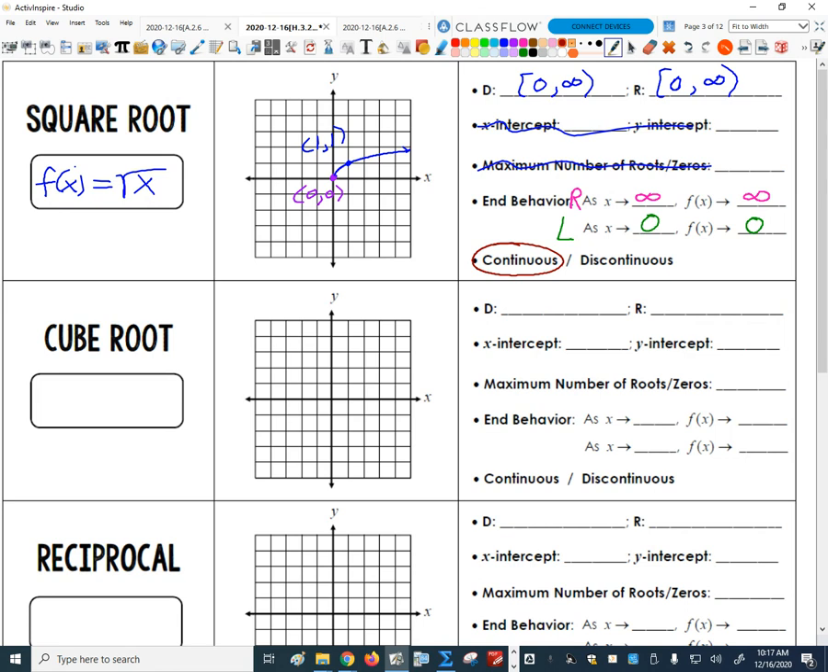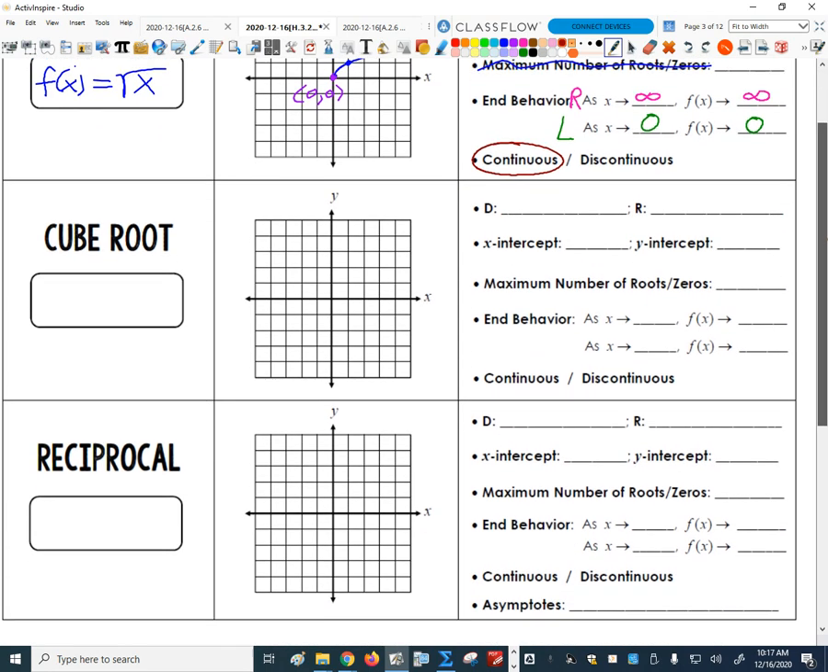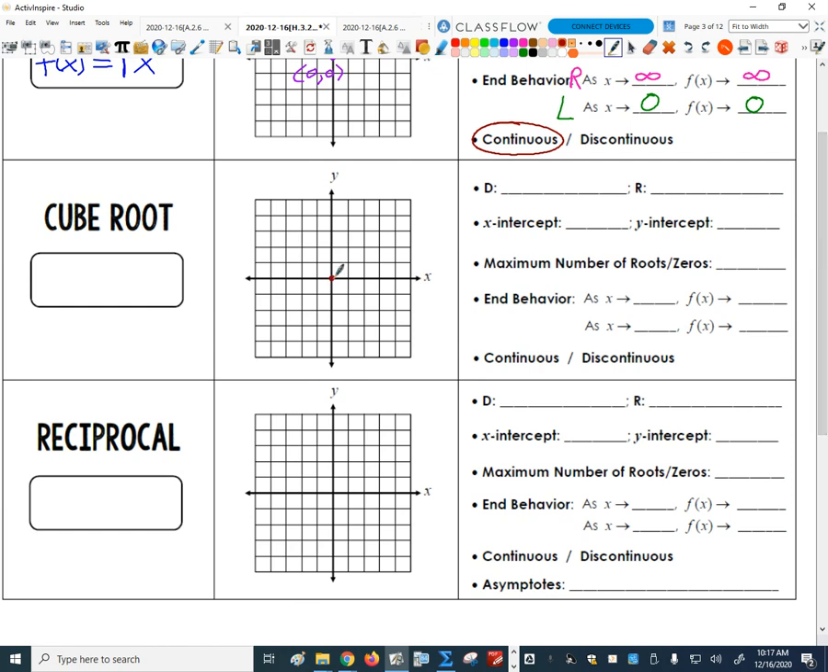Okay, moving on. Cube root. Cube root looks like this. So cube root, we've got points at the origin, a point at 1, 1, and a point at -1, -1. And the shape of this thing is like this. Something like that. It's supposed to be arrows.